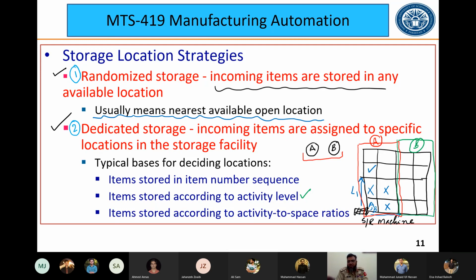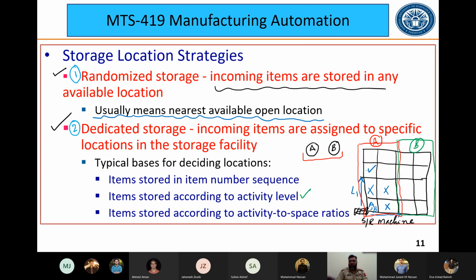The crosses mean that this location is not available. So the nearest available location is this tick. Either you have A or you have B, you are going to place it here in the location where this tick is seen. So this is called randomized storage. Any item, either SKU A or SKU B, will be placed according to the first available location.